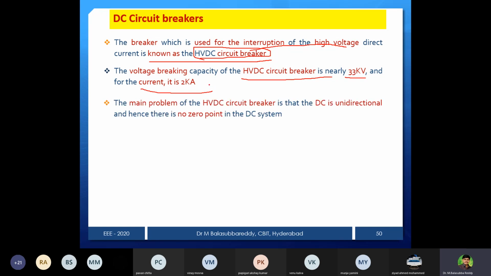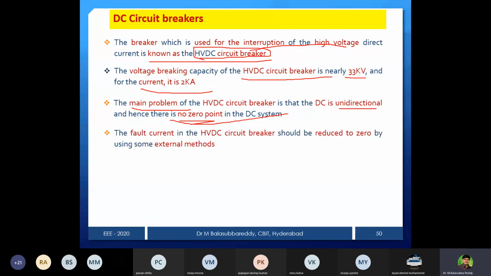The main problem of the HVDC circuit breaker is that DC is unidirectional and hence there is no zero point in the DC system. This is the major problem in an HVDC system, as I mentioned just before. The current never goes to zero, whereas in the AC case, in every positive and negative cycle, the current reaches a natural zero. Automatically, you can quench the arc at that instant. But here the main problem is that zero current will not happen in a DC system.